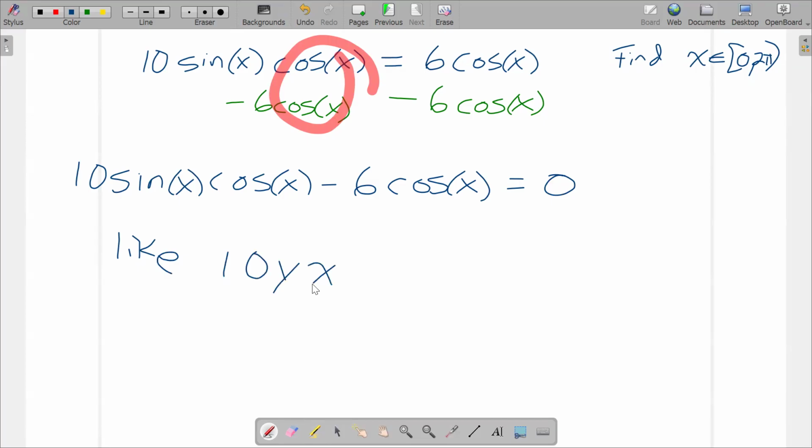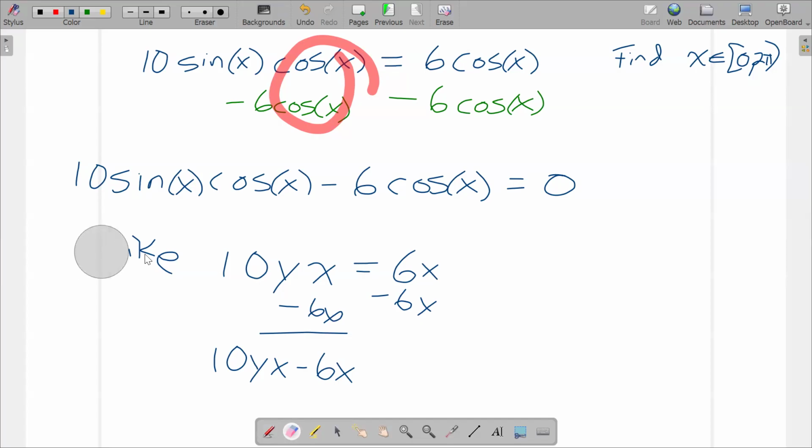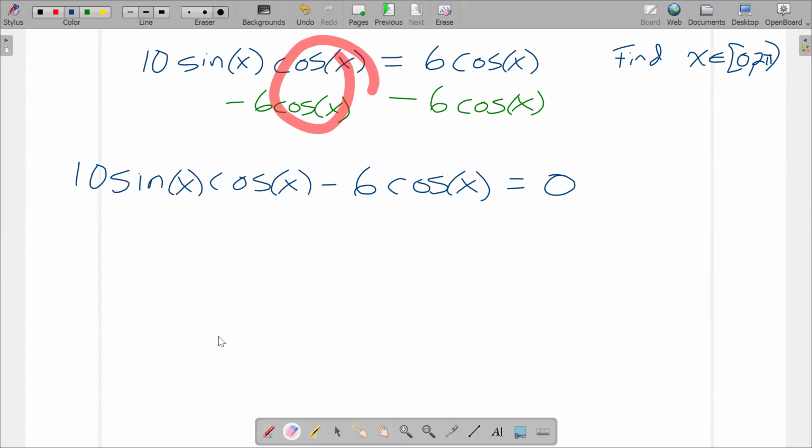10y times x equals 6x. And I could write it like that until I get x and y alone. I would subtract 6x from each side here, but nothing magic happens there except 10yx minus 6x. They're not like terms. A lot of times, if there are more sines and cosines than this, I'm going to rewrite it with x's and y's like that because it's just easier to do. I'm not going to do that here though, sorry. But it's like that. We're going to use the zero product rule.